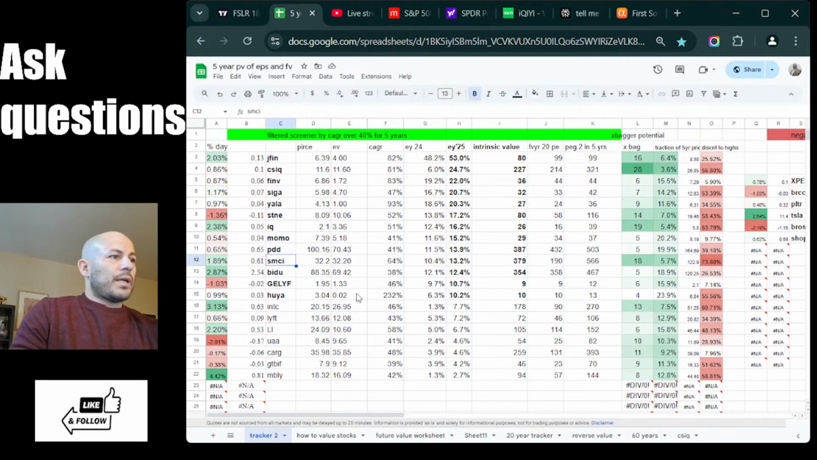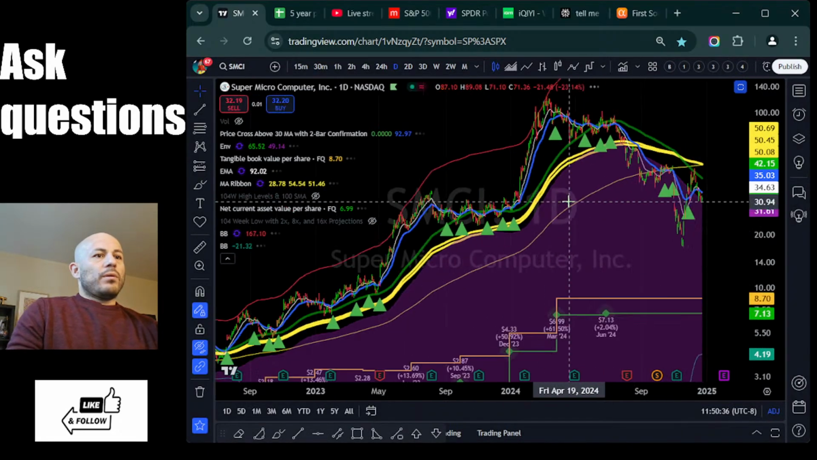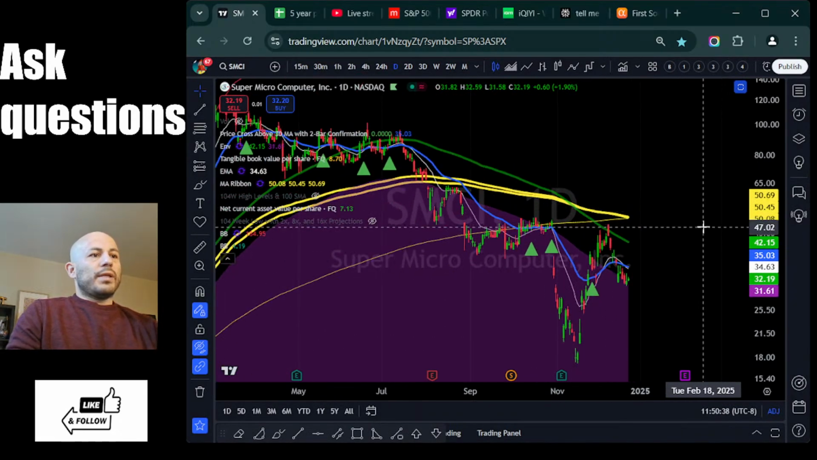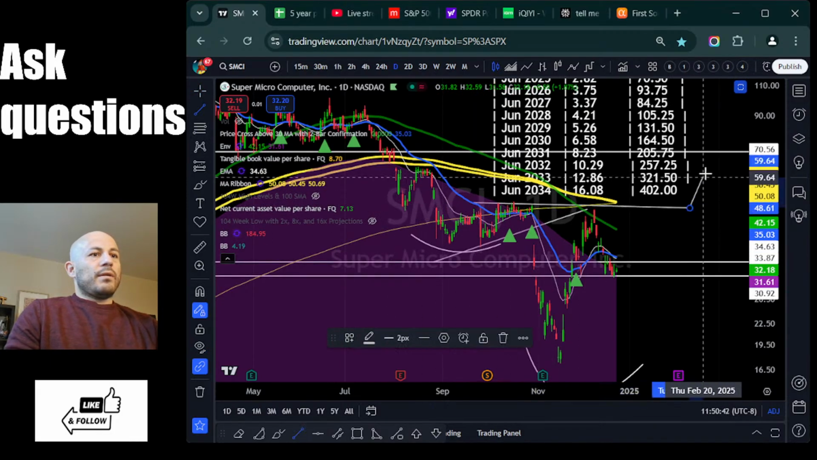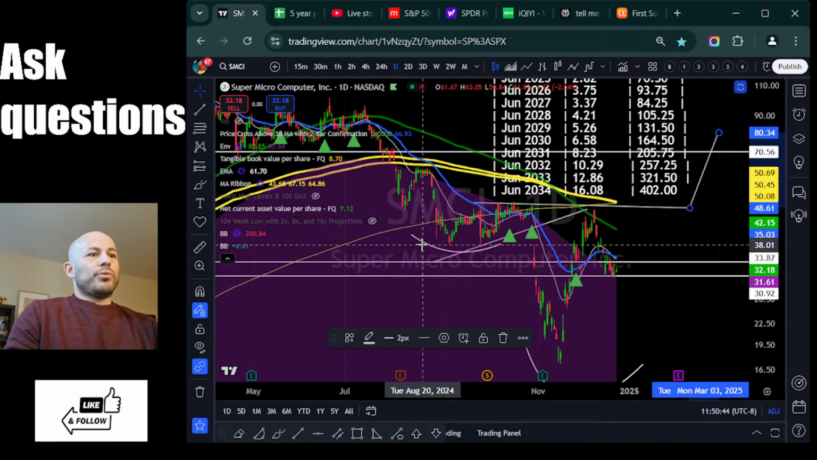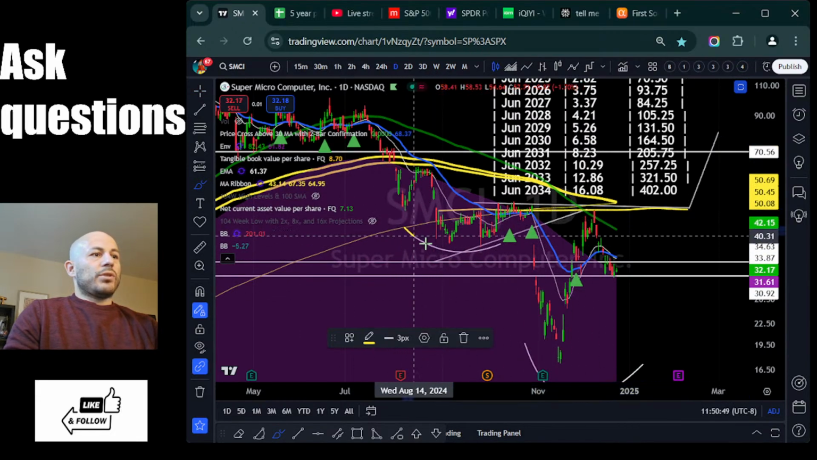Anything else that I want to cover? SMCI, let's just do quickly. SMCI was screaming value. It still is. Maybe this is going to be some kind of a shoot up like that. This is like an inverse head and shoulders, maybe.